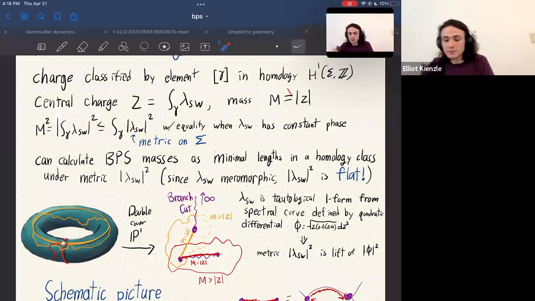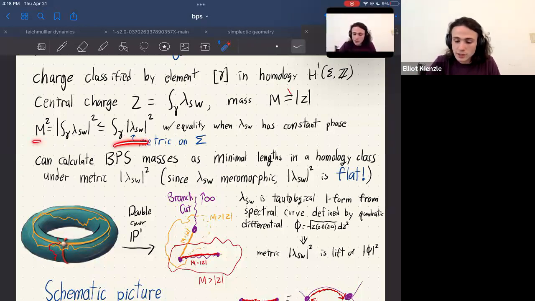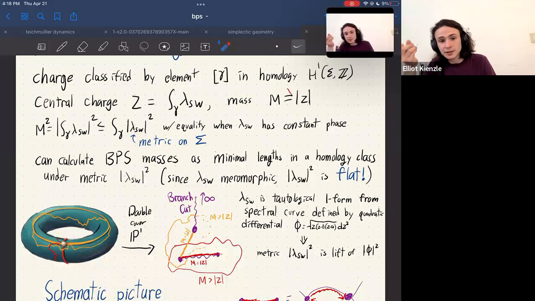So it's the same thing, just said a different way, I guess. And BPS masses are when the mass actually saturates this bound and you have minimal mass possible. And remember, mass is length. So these are just geodesics, right? They're minimal length paths.